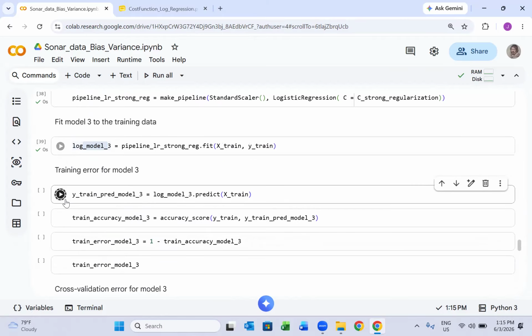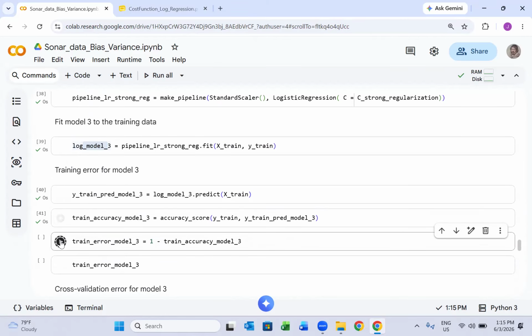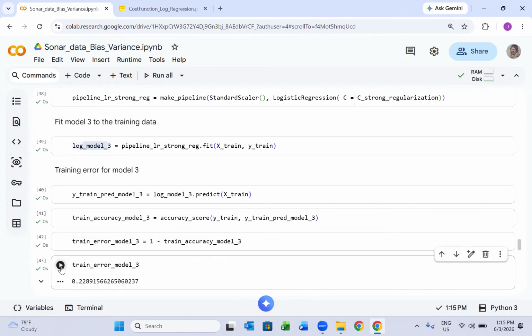And then let's get the training error for model number 3, and the training error for model number 3 will be 0.228, so even higher. So this is the highest training error we are getting, right? Because model number 1 was 0 for the training data. Model number 2 was 4.8. And now model number 3 is giving us an error rate in the training data of 22.8. So it's the largest, okay?